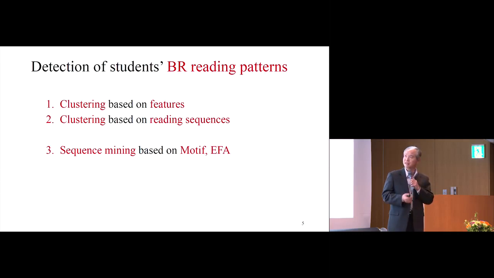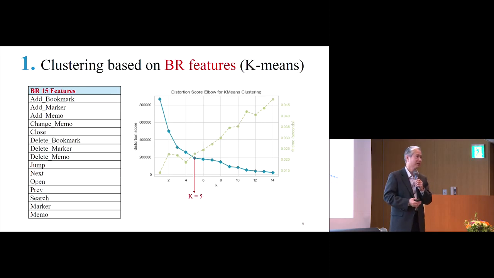And we use 3 methods to do the reading pattern detection. 2 of them are clustering, and 1 is sequence mining. The first one is clustering. We use k-means, in general, with k equal to 5, based on the 15 features.